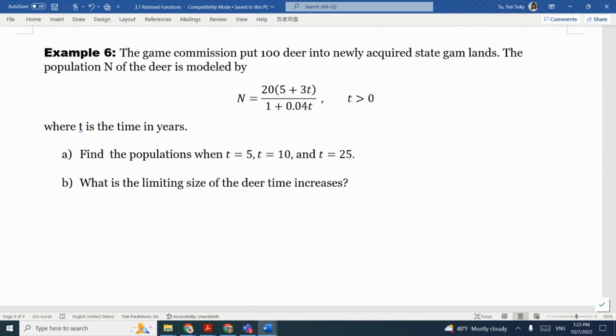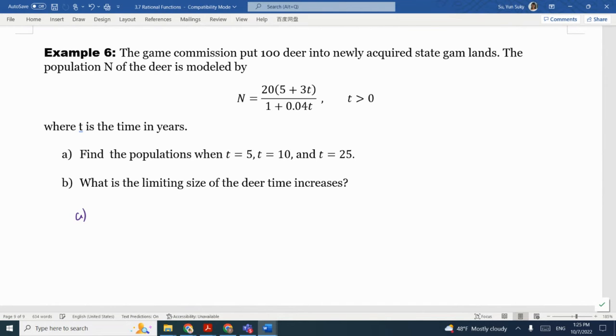Okay, so this is a word problem, right? The game commission put 100 deer into a newly acquired state farm park and parkland. The population N of the deer is modeled by the following, where t is the time in years. Find the population when t equals 5, 10, and 25.